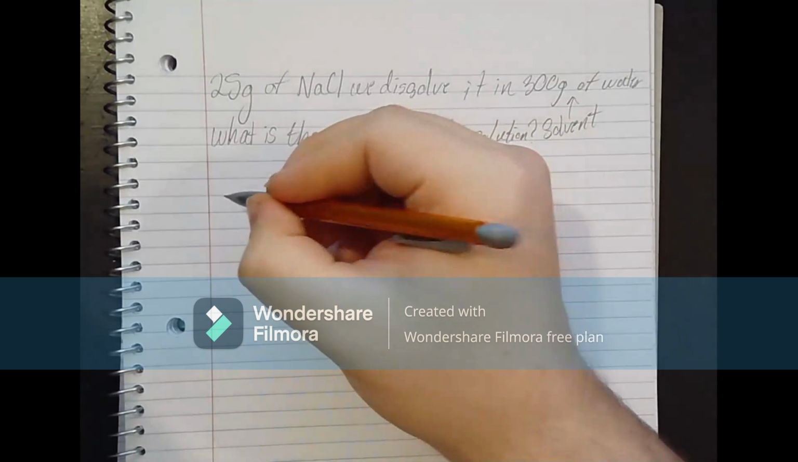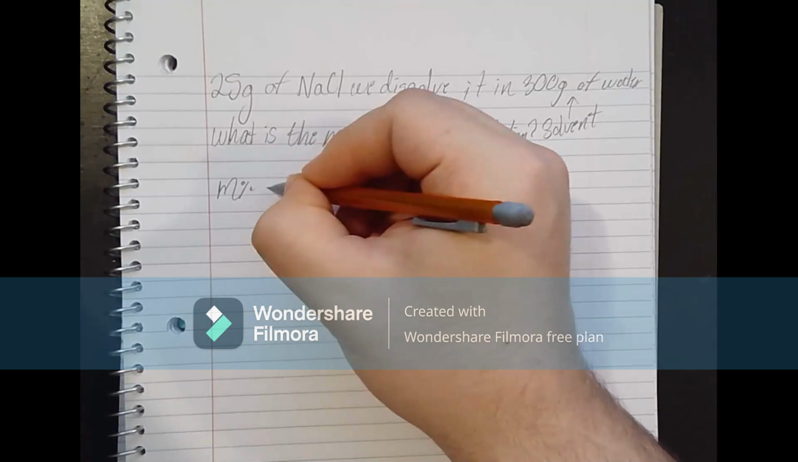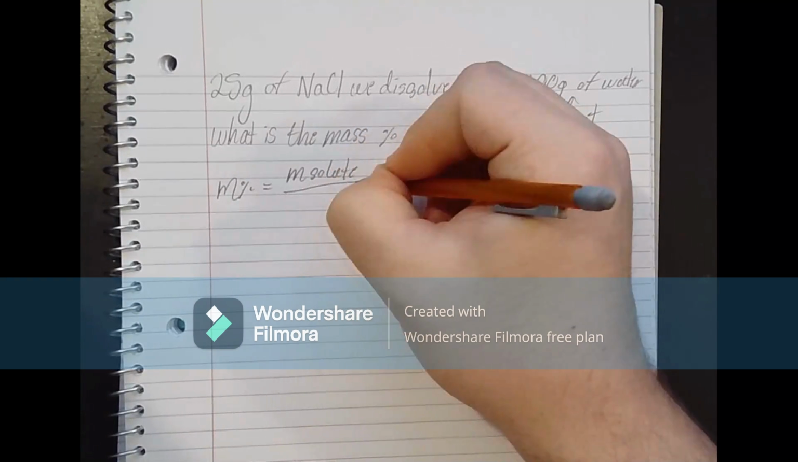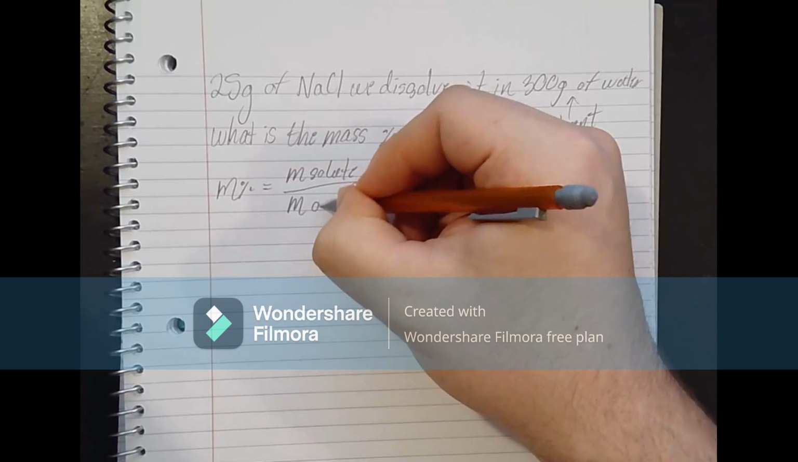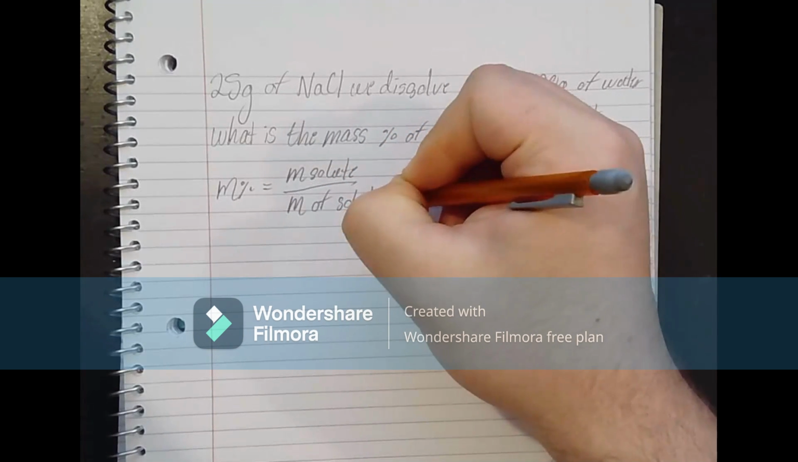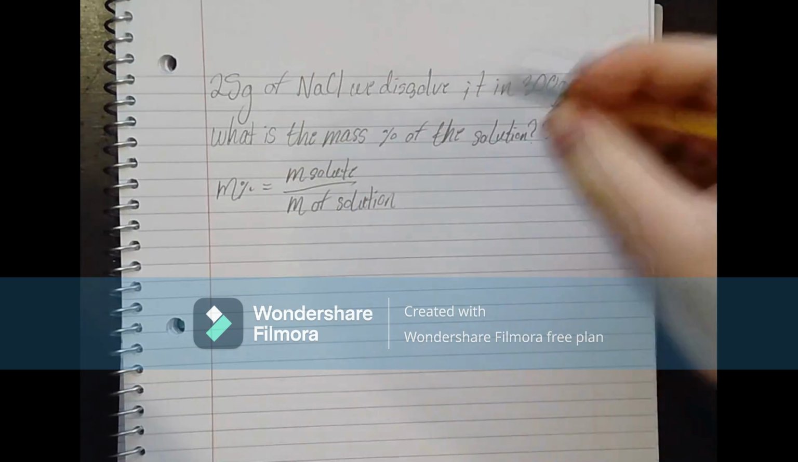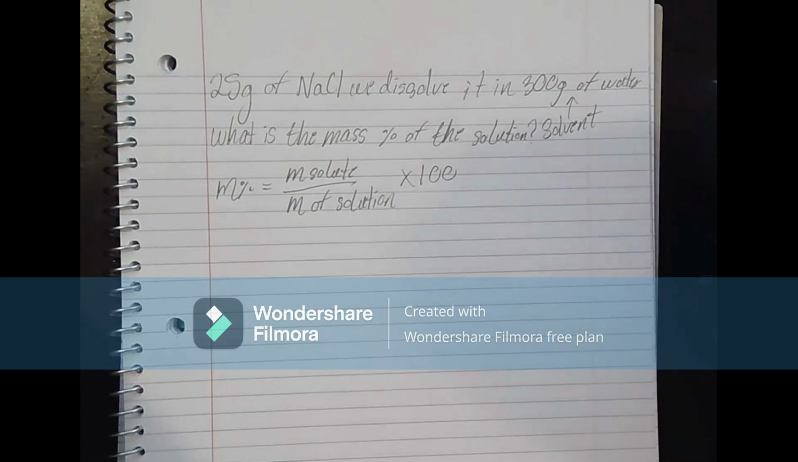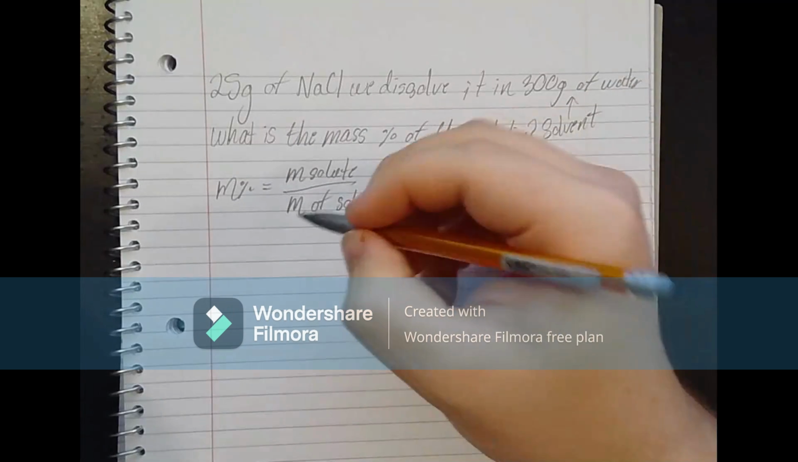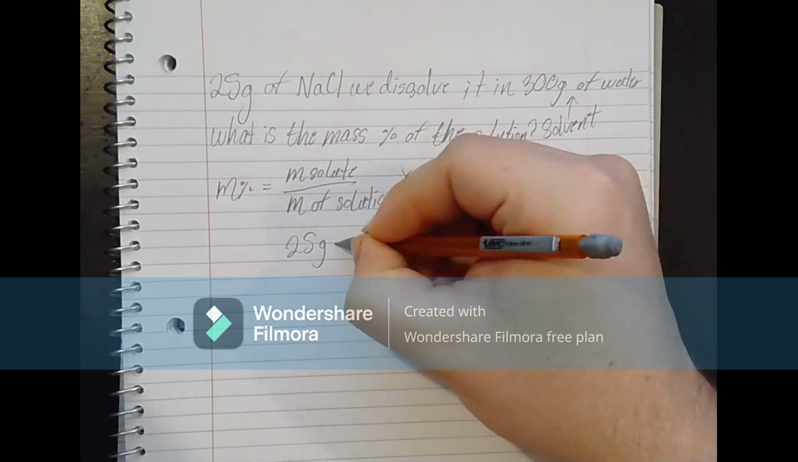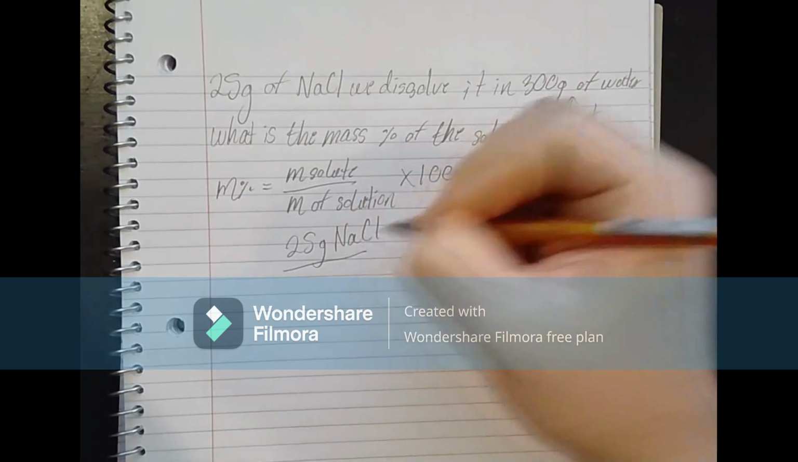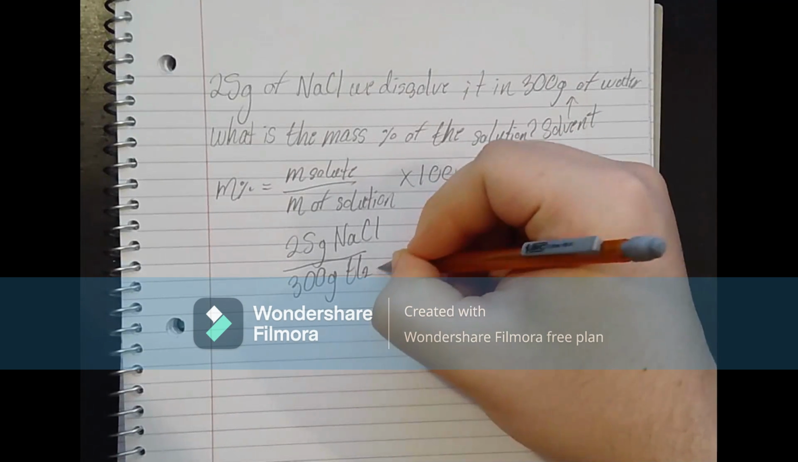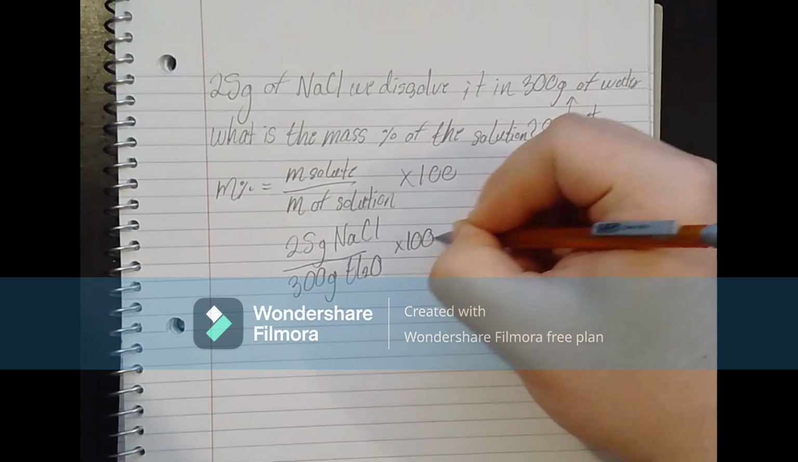So right from the start, we can remember that the mass percent is equal to the mass of solute over the mass of the entire solution. This will, of course, give you a decimal, which you'll later have to multiply by 100 in order to turn into that percent. So, simply, we could just take 25 grams of NaCl and divide that by our 300 grams of H2O, times 100.